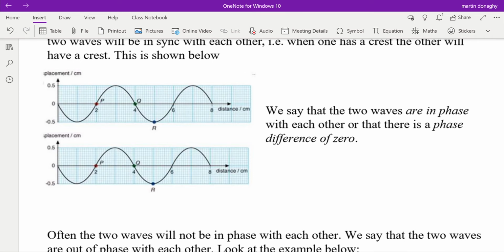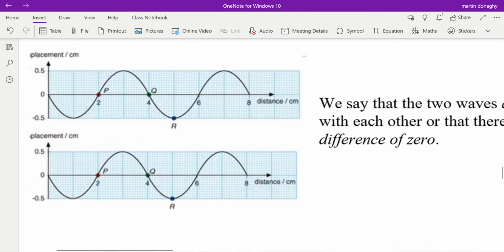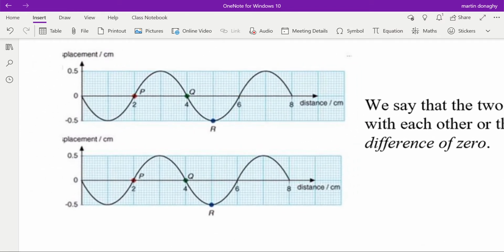Okay, there are more things other than just velocity, frequency, and amplitude that we can describe about waves. If we compare these two waves shown on the screen at the minute, you should see everything about them is identical. Okay, they have the same amplitude here. They have the same wavelength here.